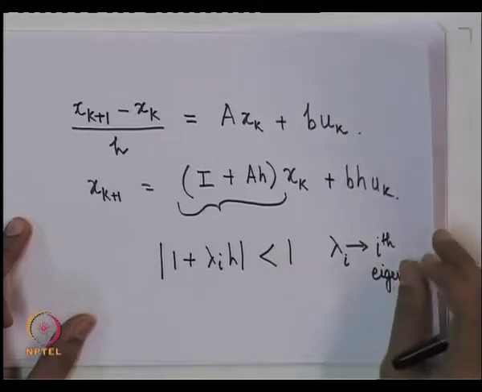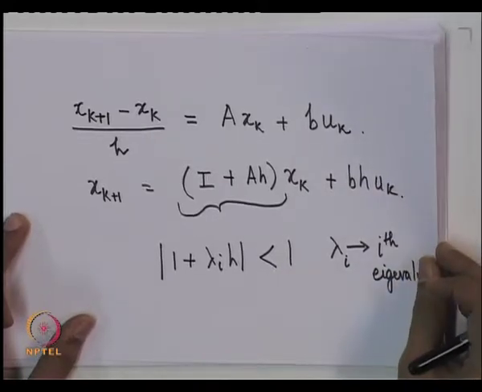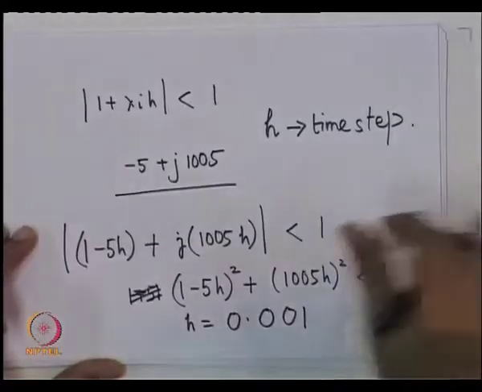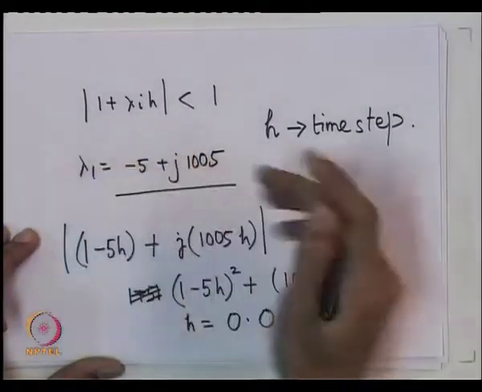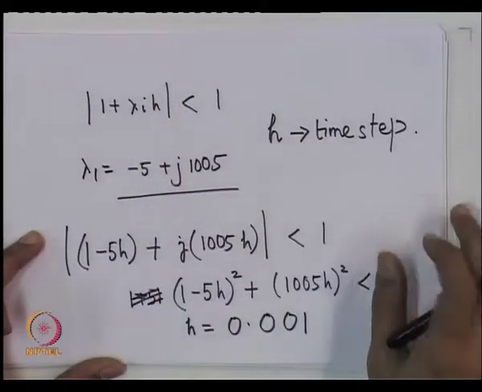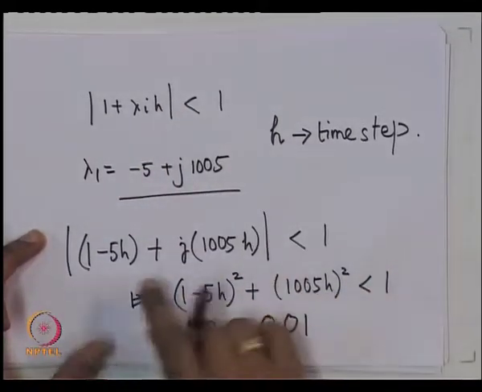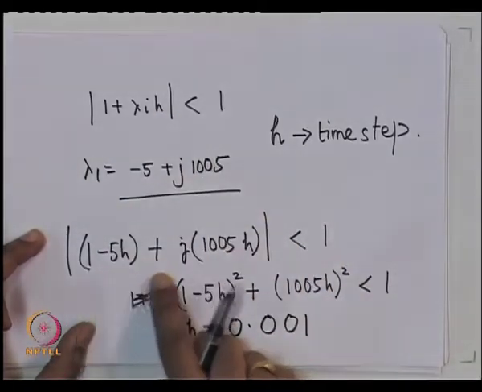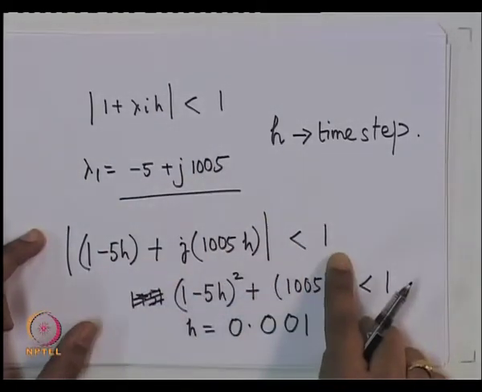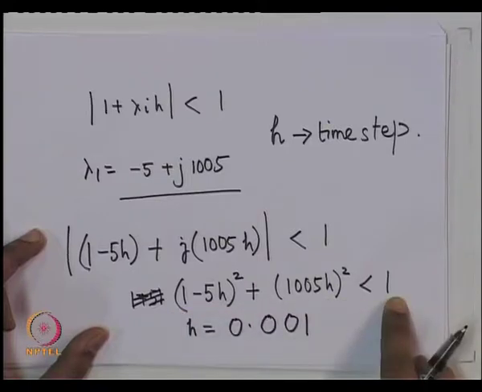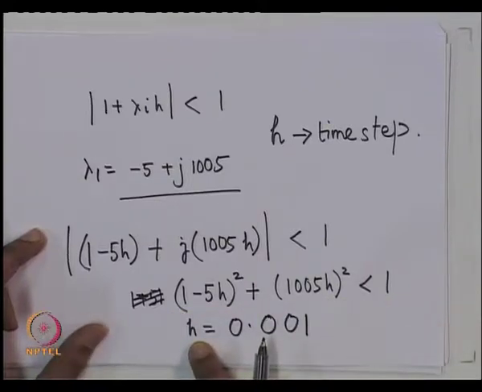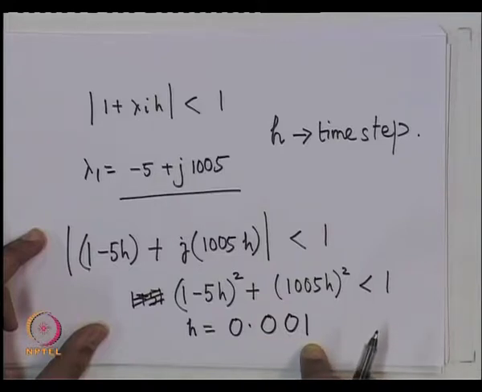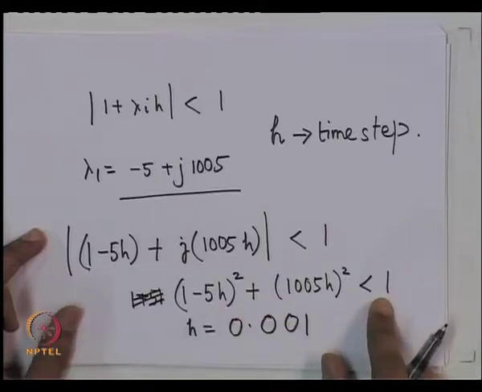And in Euler method, for example, if I apply this to one of the eigenvalues, that is lambda 1 is equal to this. Suppose I want to check this relationship for this eigenvalue. You will find that the relationship you will get is this, which boils down to this. Even if I choose a time step of 0.001, okay, you are not going to have this relationship satisfied.